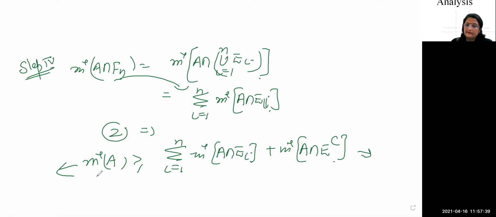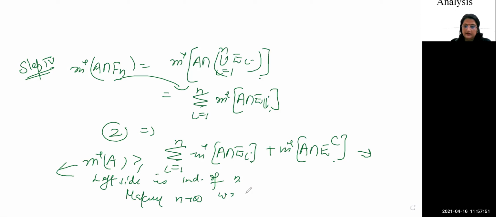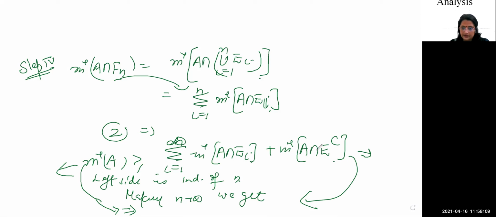Now this is the left side and this is the right side. The left side is independent of n, right? It implies making n tends to infinity, we get. ठीक है. आपका अगला स्टेप आएगा यहाँ पे, मैं यहीं पे चेंज कर रही हूँ. So what you will have, इस n की जगह पे क्या आ जाएगा? ये अब यहाँ पे आएगा, this step, this implies m star A is greater than or equal to summation i running from 1 to infinity m star A intersection Ei plus m star A intersection E complement. ठीक है जी.